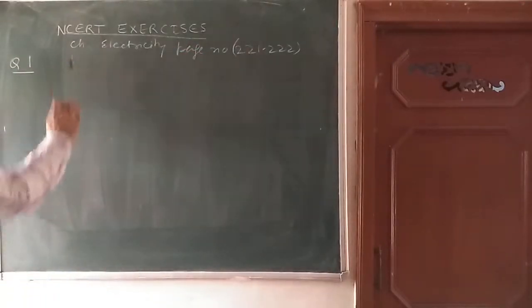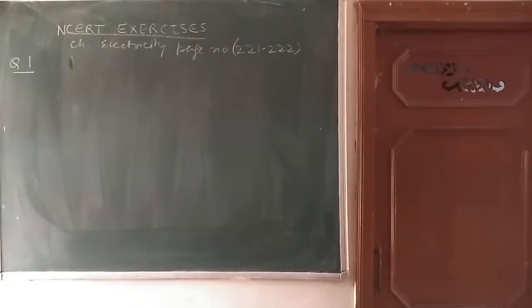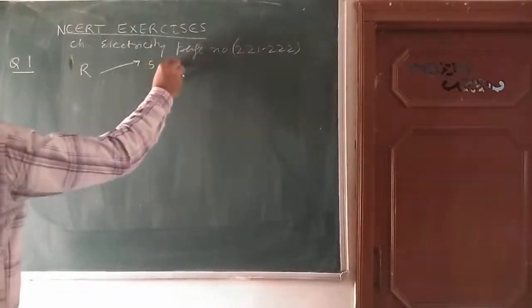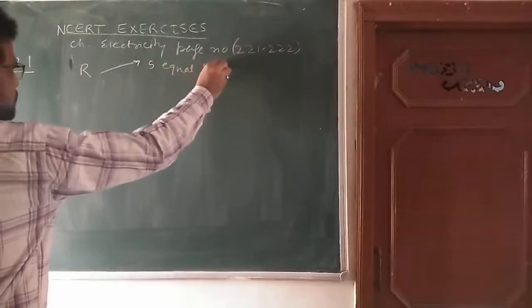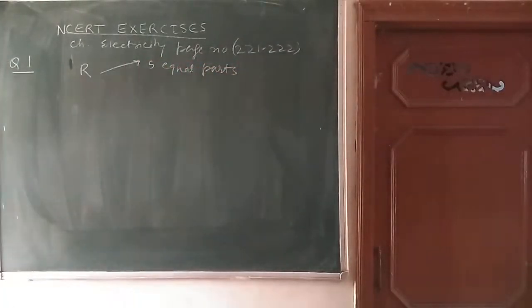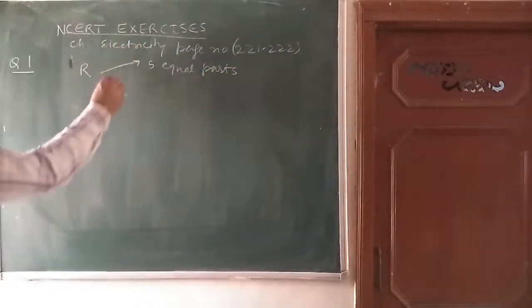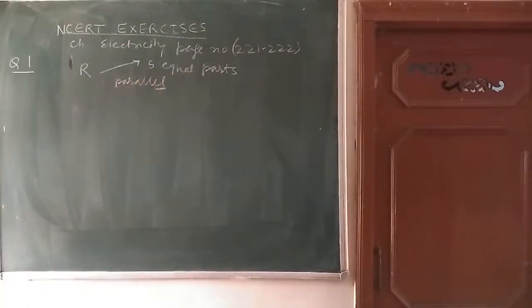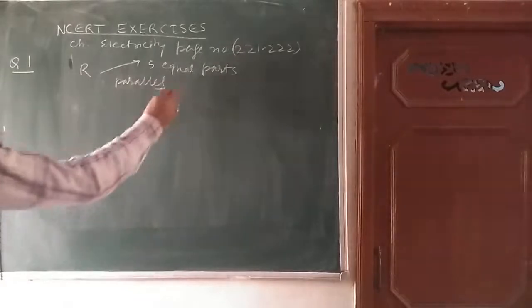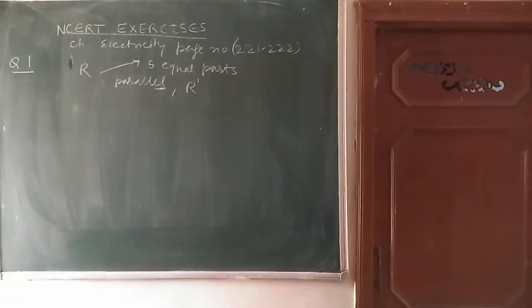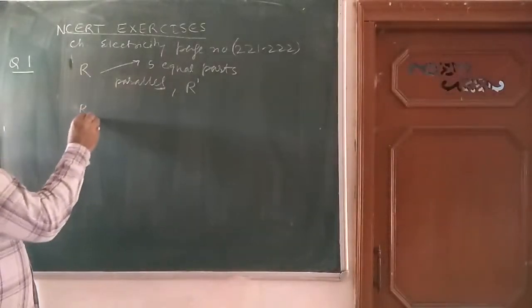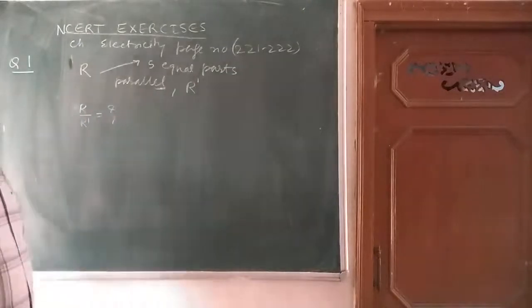Read that question. A piece of wire of resistance R is cut into 5 equal parts. These parts are then connected in parallel. If the equivalent resistance of the combination is say R dash, then the ratio R by R dash is what we have to find out.